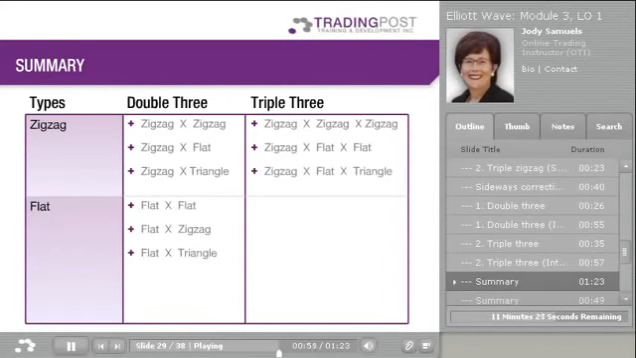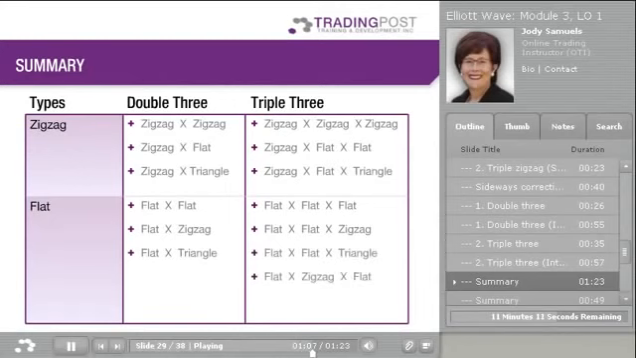Possible flat triple three combinations are flat-flat-flat, flat-flat-zigzag, flat-flat-triangle, flat-zigzag-flat, flat-zigzag-triangle. This is a good chart to keep in front of you when you are looking at corrective patterns. If a corrective pattern seems to go on, it is because of these combinations.